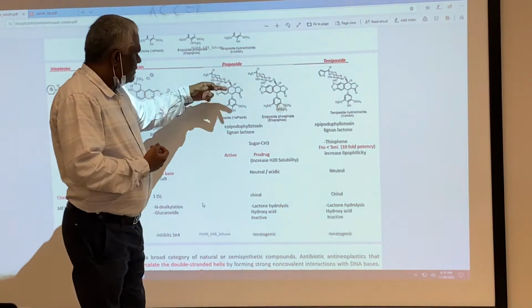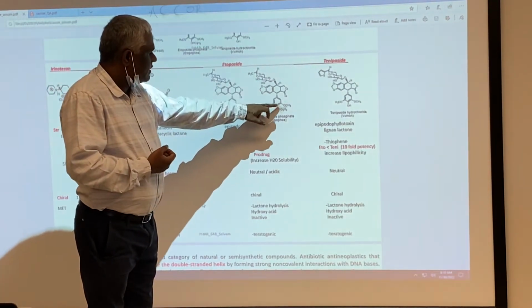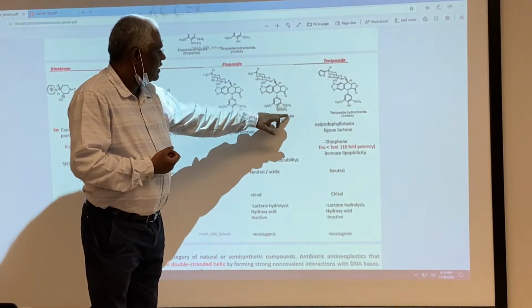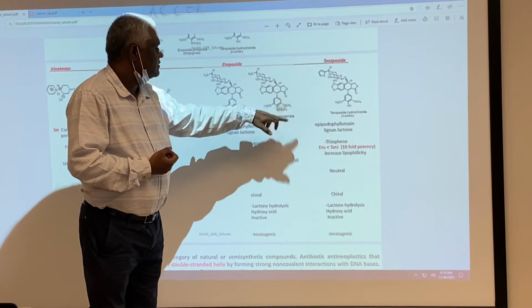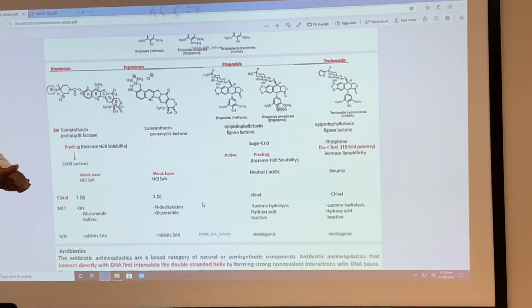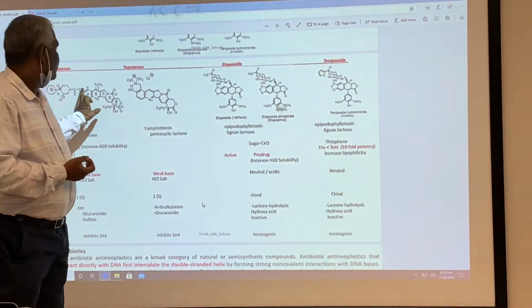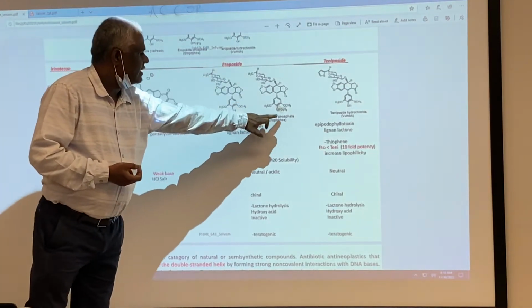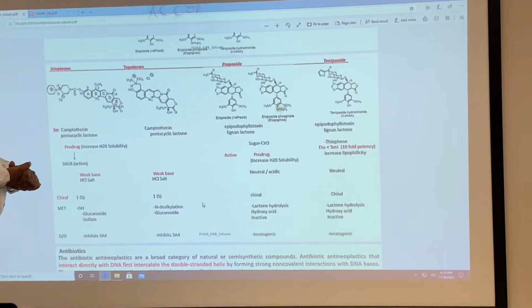Etoposide is not a prodrug, but one of the others here is a prodrug: etoposide phosphate. The phosphate group is attached to increase the water solubility. Here also the promoiety is attached to increase water solubility. So only two compounds are prodrugs: irinotecan and etoposide phosphate.